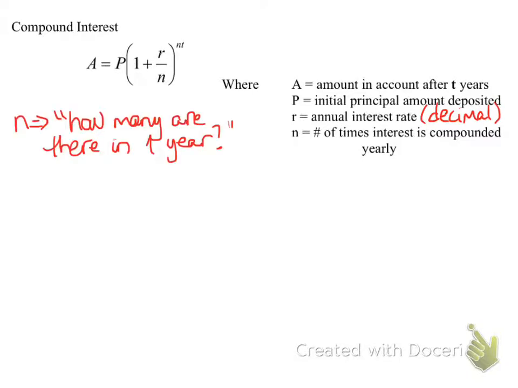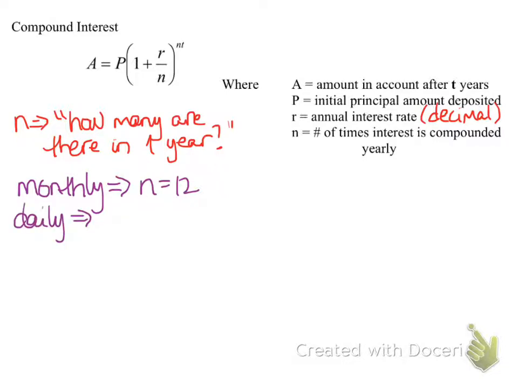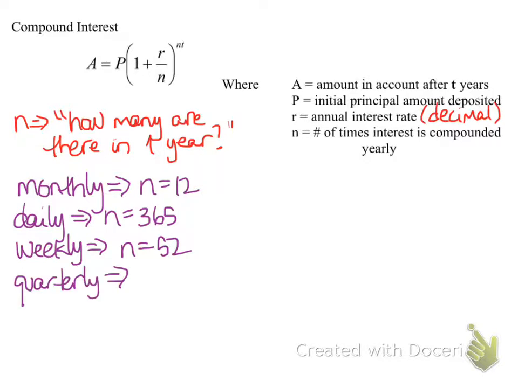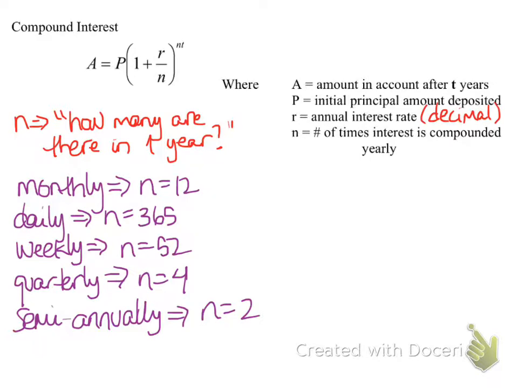So when we're talking about the N, you need to ask yourself, how many are there in 1 year? If the problem tells you monthly, how many months are there in a year? Your N would be 12. If it said it was compounded daily, we're talking about how many days are in a year. It would be 365. Weekly? Well, there's 52 weeks in a year. Quarterly? Well, how many quarters are in any whole thing? There's going to be 4. And the last one, semi-annually, I always think about a store that might have a semi-annual sale. How often does Herberger's semi-annual sale occur? It occurs twice a year.